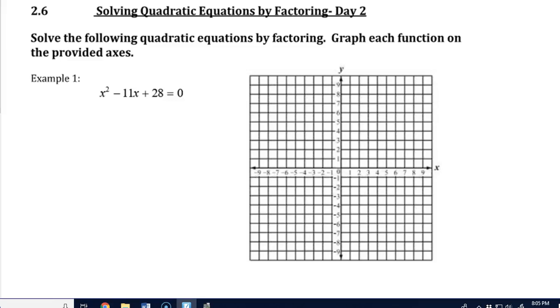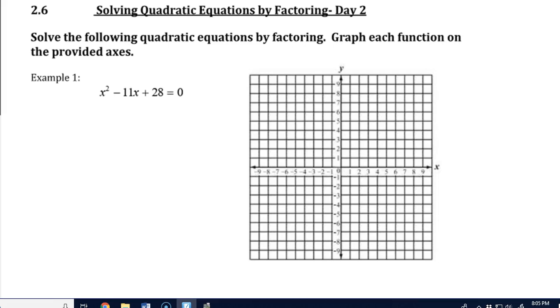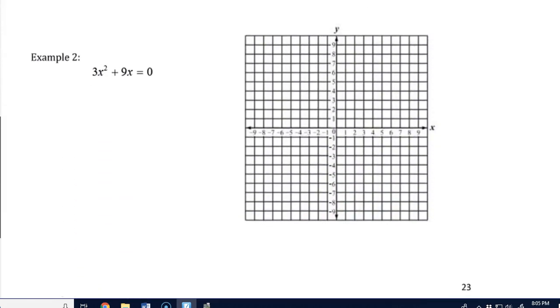In this recording, we're going to expand our understanding of solving quadratic equations by factoring. We're going to look at a couple more challenging equations here. So we're going to start out on example 2, actually. We're going to skip down to example 2.